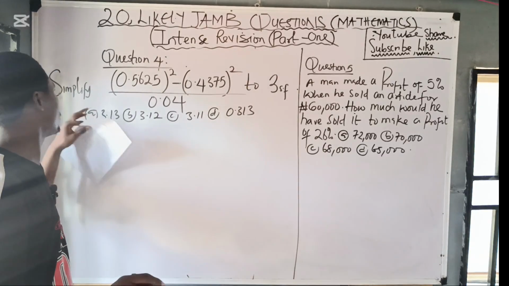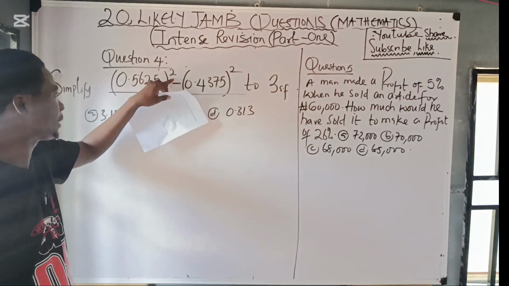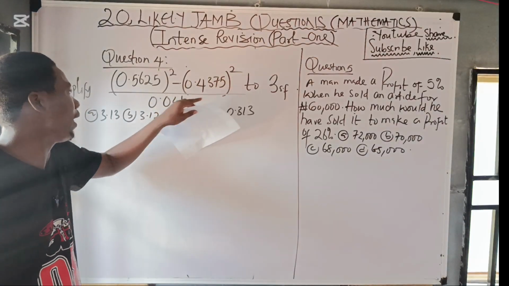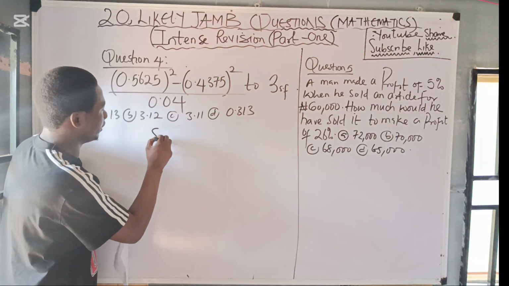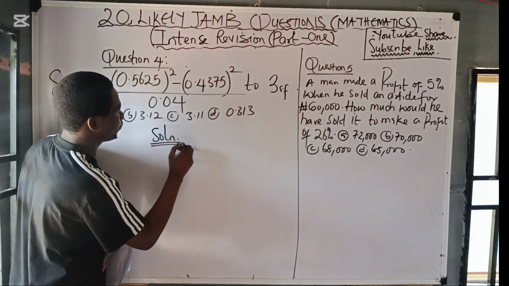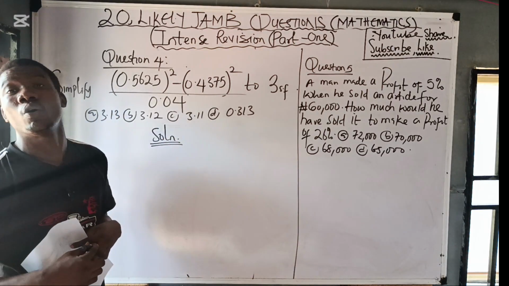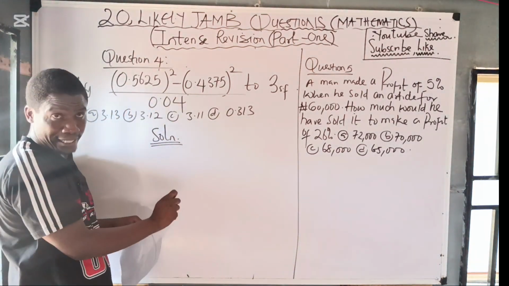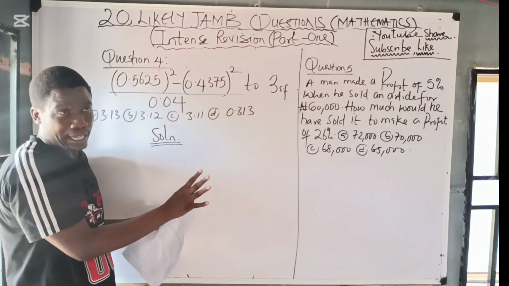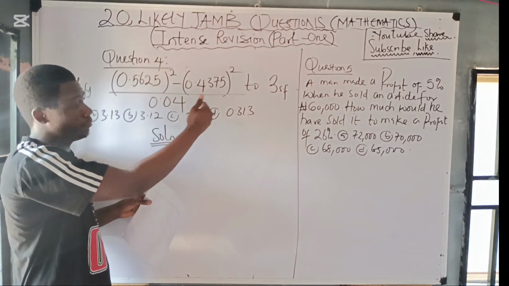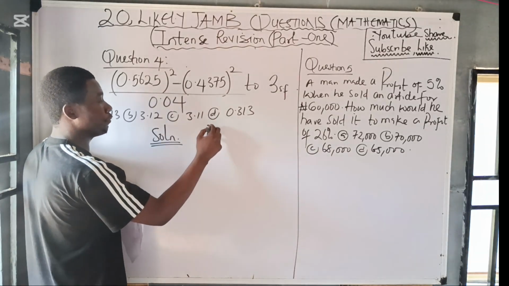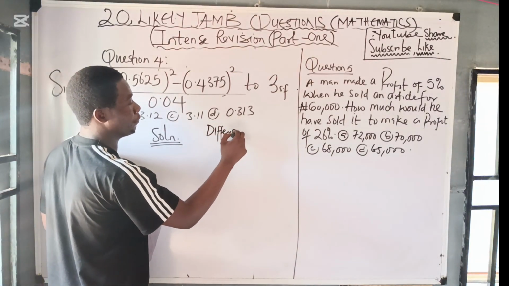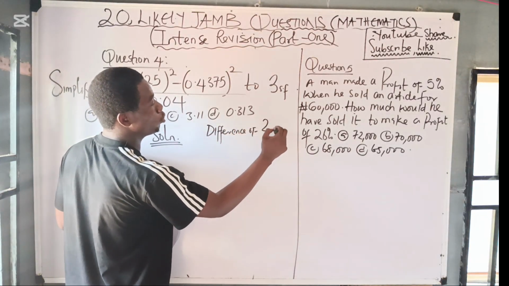Very easy. Simplify this squared minus this squared over 0.04. How will you solve it? Very easy. There are two ways to solve this question. You can simply use your calculator to square this. You write it down. You square this. You write it down. Then you minus them, divide it. Or you can simply apply difference of two squares.